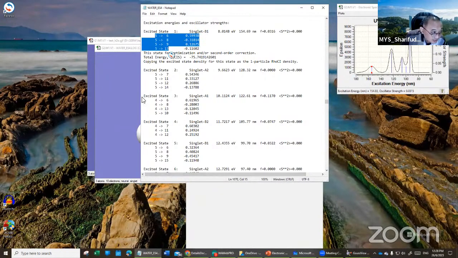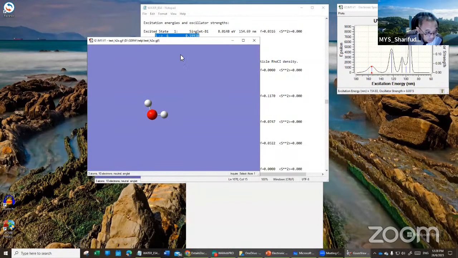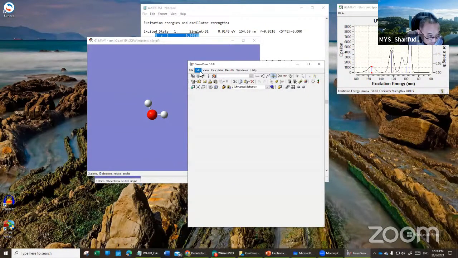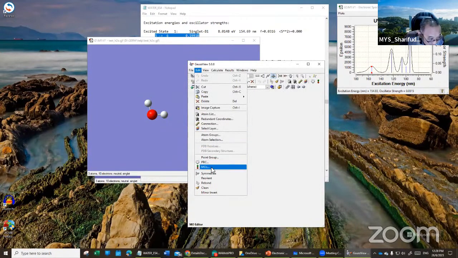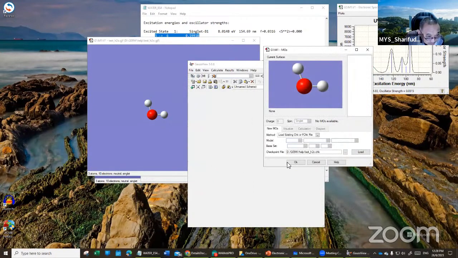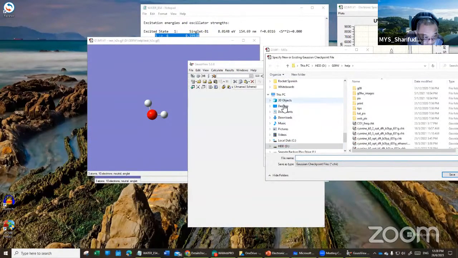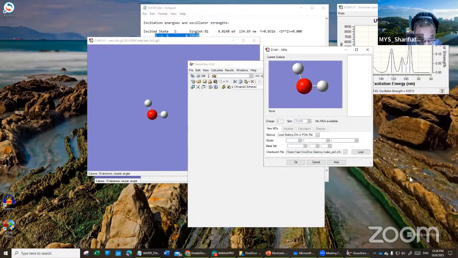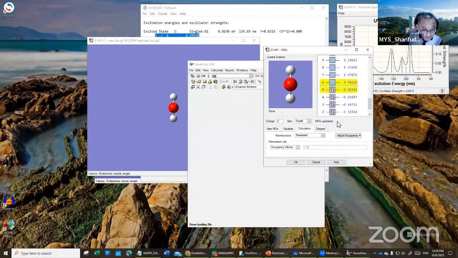So what are these actually? These are actually the molecular orbitals. 5 to 6. What is 5? What is 6? I just have to go through this very quickly. So we can actually look at the molecular orbitals. Just load it. Desktop. Just load it. Okay, right.